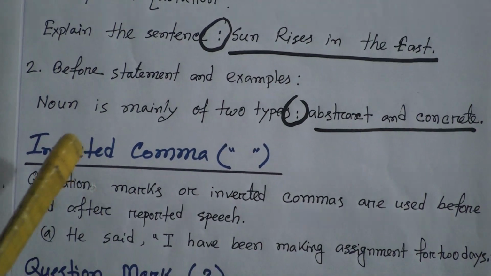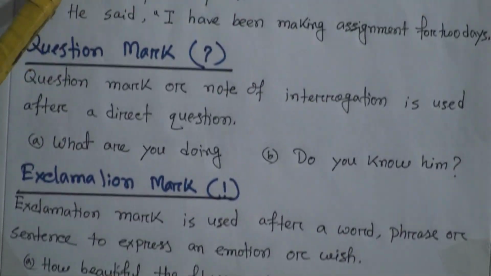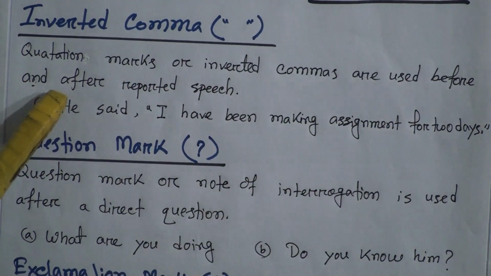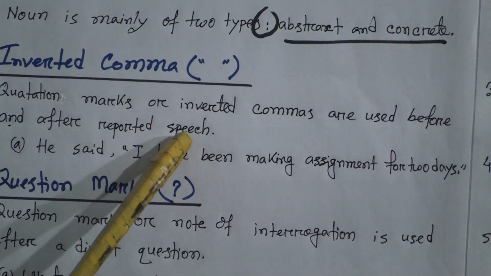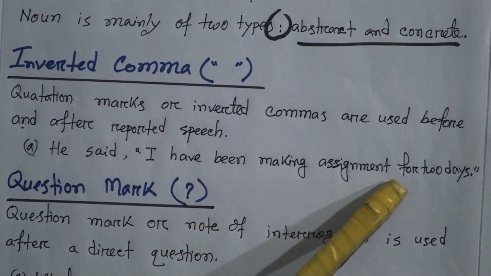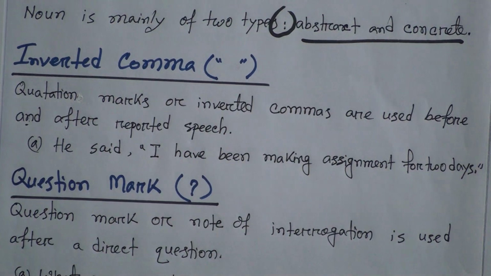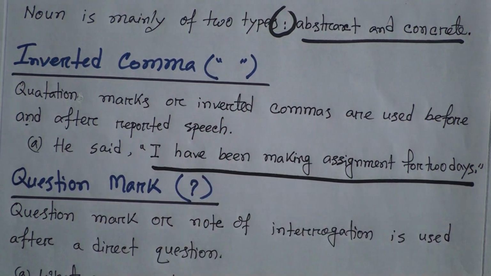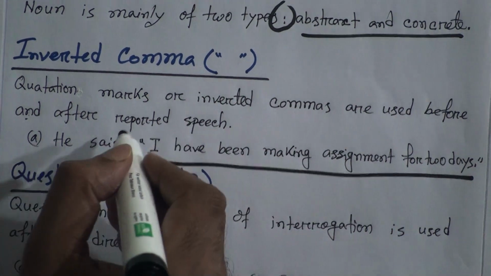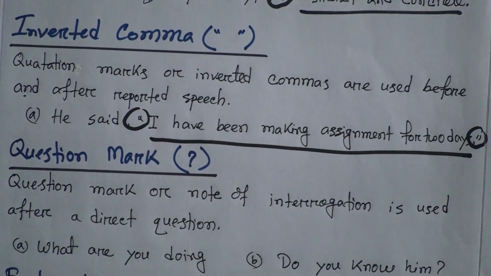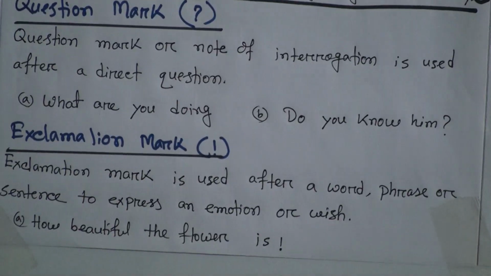The next point, inverted comma. Quotation marks or inverted commas are used before and after reported speech. For example, he said, "I have been making assignment for 2 days." In this sentence, this is the reported speech, and we have used inverted comma before and after this reported speech.